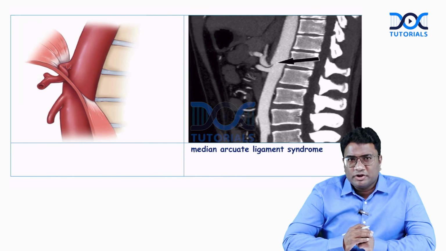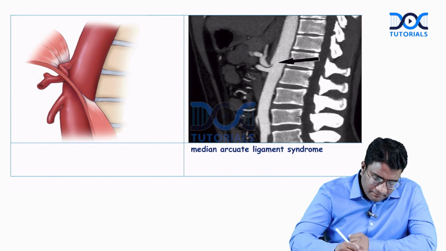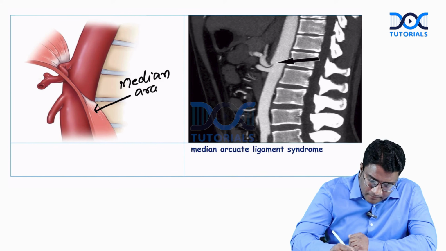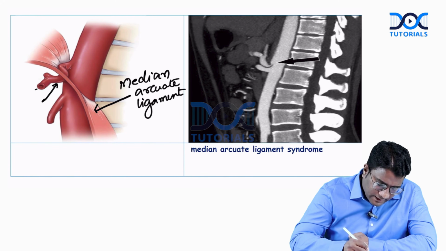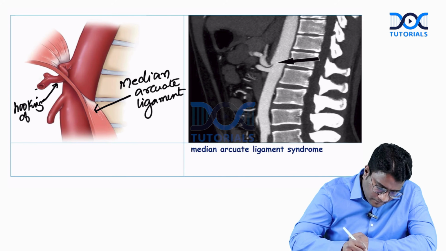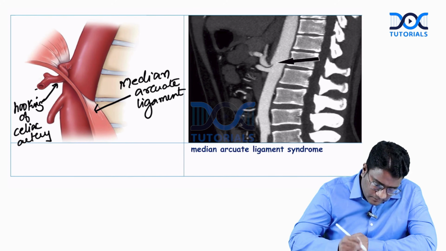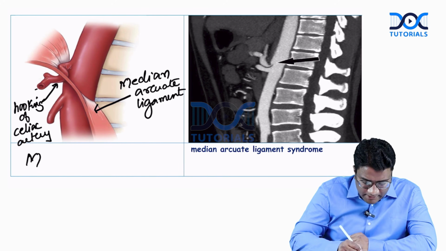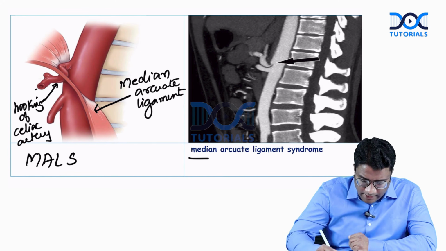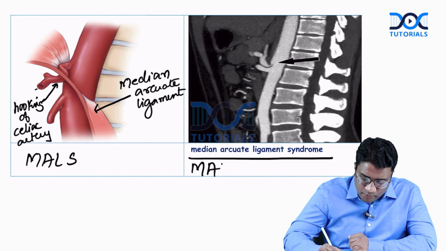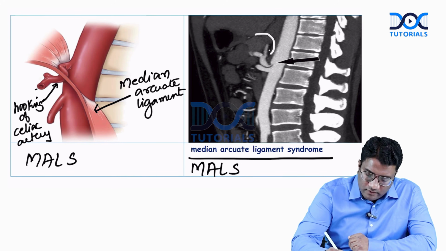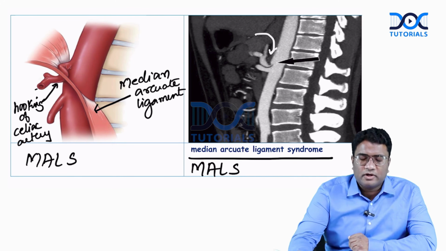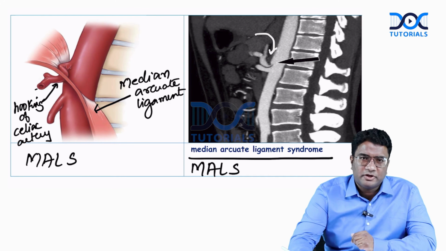Now look at this image here. What you see here is a median arcuate ligament that is compressing the celiac trunk and causing hooking of the celiac trunk. So this is called median arcuate ligament syndrome, or MALS. The patient has postprandial pain, and on the imaging you will see there is a hooking of the celiac artery. So when you see such hooking of the celiac artery, this is median arcuate ligament syndrome.